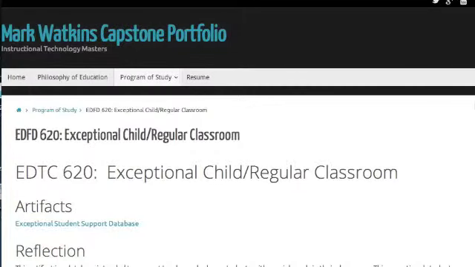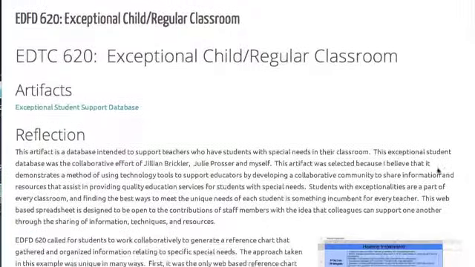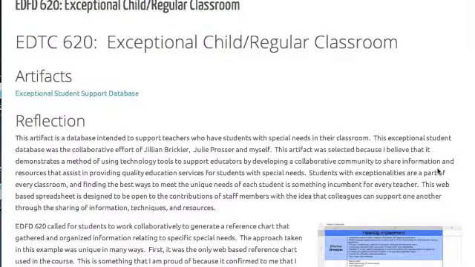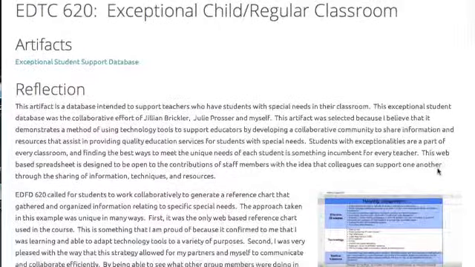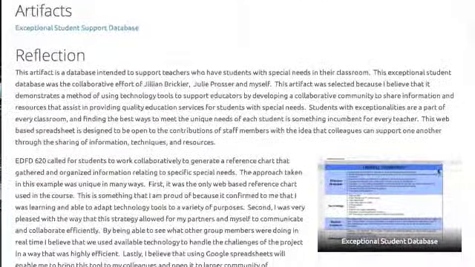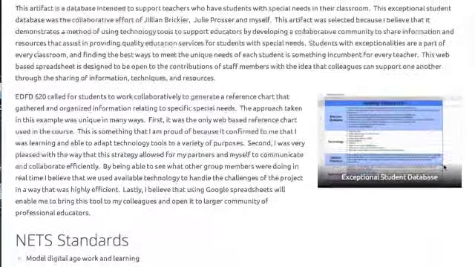Of course, I'd love for you to take a closer look at that artifact, which is linked on the EDTC 620 Exceptional Child Regular Classroom page under the Program of Study in the main menu. In addition to a link to the artifact, there's more reflection in written form about the process that I underwent to conceive and create this database, as well as some other things that were learned throughout the course.